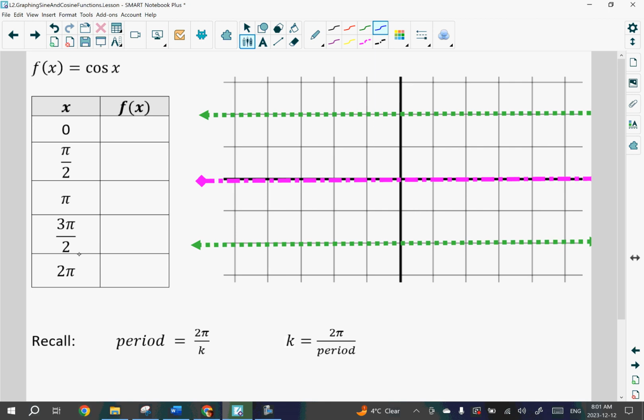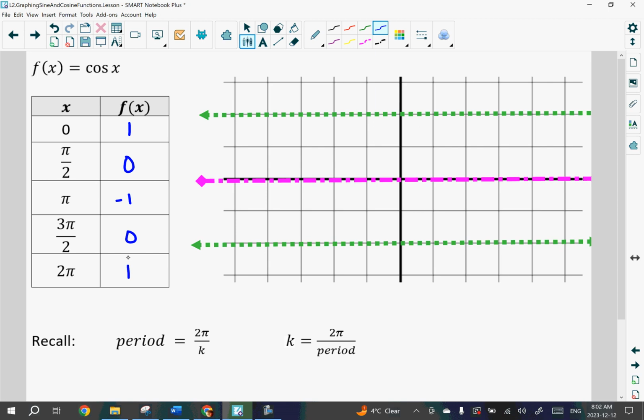Okay, so when you plug in cos of 0, you get the answer 1. Cos of pi over 2, you get 0. Cos of pi, -1. Cos of 3 pi over 2, 0. And cos of 2 pi is 1.